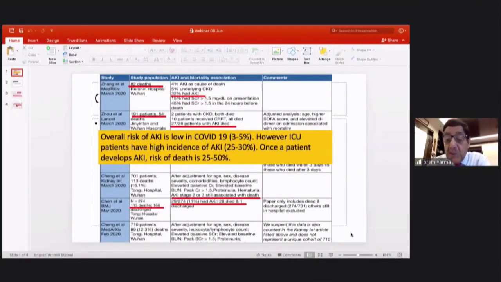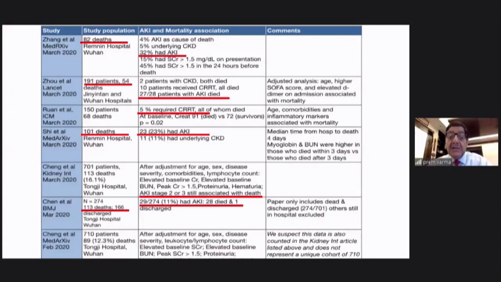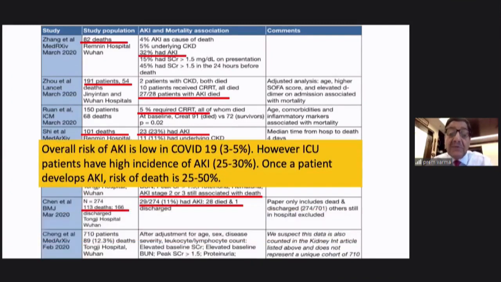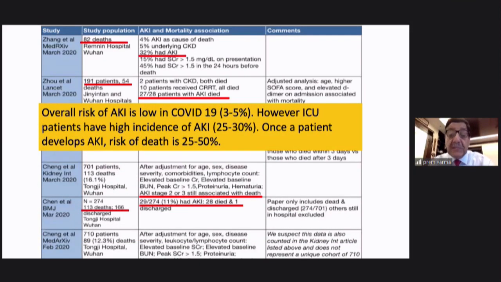If you look at acute kidney injury, initial data did suggest that the kidney is not involved, and the initial Chinese data showed that possibly less than 5% of the patients have acute kidney injury, which is true even today. But the patients who require ICU care have a pretty high incidence of AKI, almost 25 to 30%, which is the data from Italy and the data from the US. And once these patients develop AKI, the mortality is almost 25 to 50%.